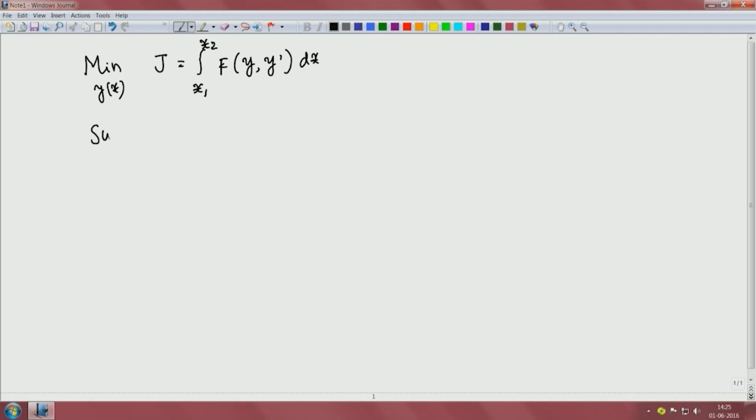If I now write a constraint which is a function type or differential equation type of constraint, which let us call g as a function of y and y prime equal to 0. If you look at this problem and ask, is it a properly posed problem, the answer would be no, because we have an equality constraint which is a differential equation.